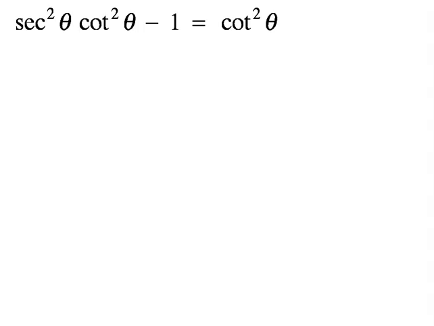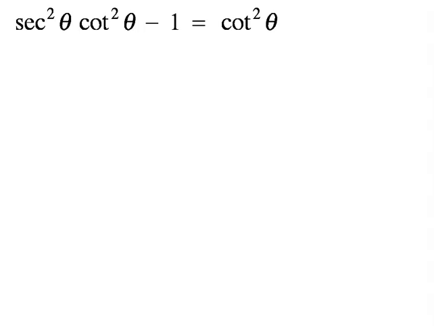So first step, pick the most complicated side, the left side. So now if I look at it, do I have just one trig function squared in the number 1? Nope. Do I have just 2 trig functions squared? Nope. So then my next option is to write everything in terms of sine and cosine.